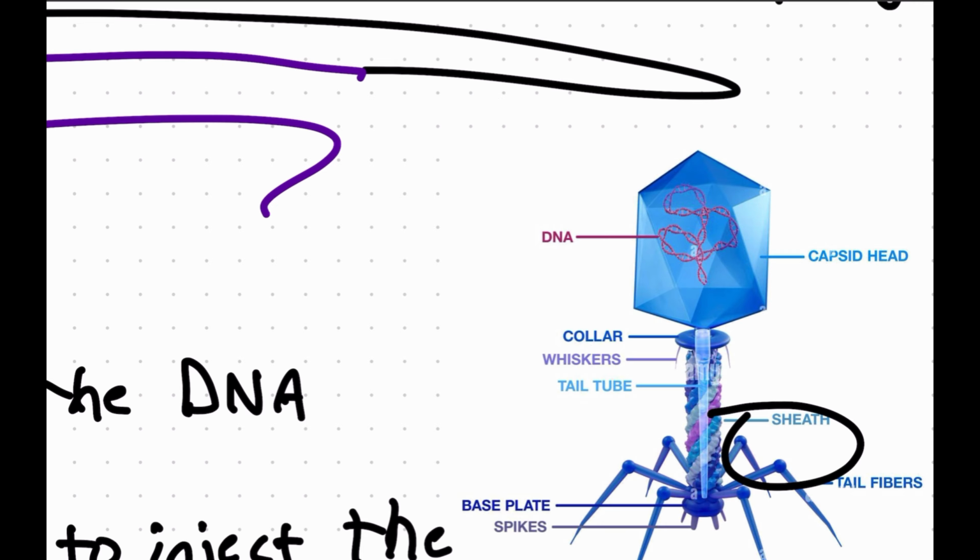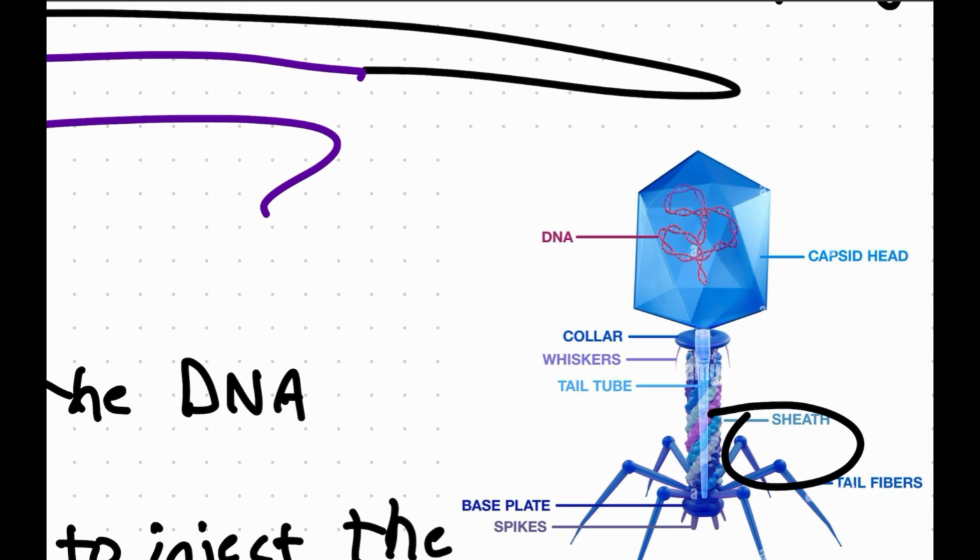So at the bottom of the tail is a base plate, which acts as a landing pad when the phage is attached to the bacterium. And then from the base plate, it extends several tail fibers that help the phage recognize and tightly grip the surface of E.